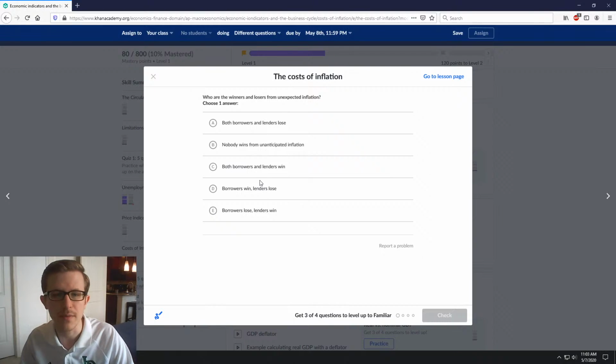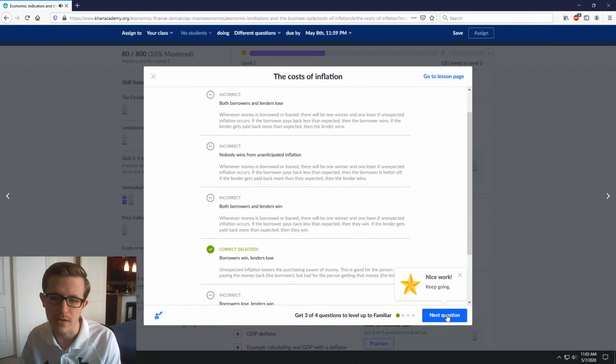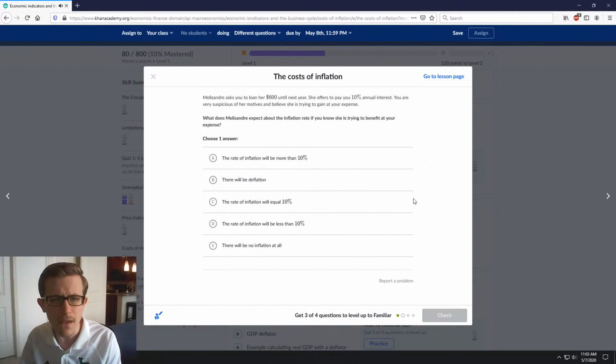So let me go back to alt tabbing. There we go. So both borrowers and lenders lose. Nope, nobody wins from unanticipated inflation. I mean, in a broad sense, probably not. But in specific instances like this, then yes. Both borrowers and lenders win. Nope. Borrowers win. Lenders lose. Looks like that's what it'll be. And then borrowers lose. Lenders win. There we go. Good job.